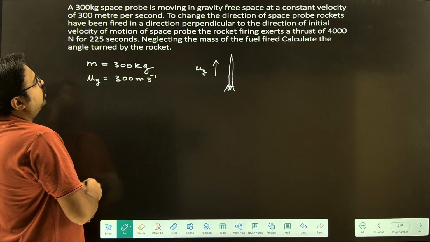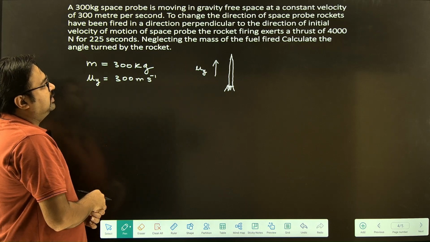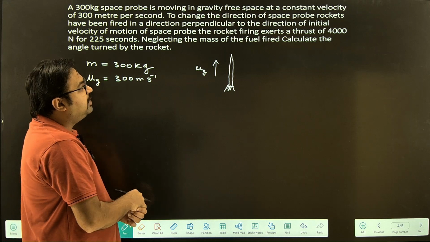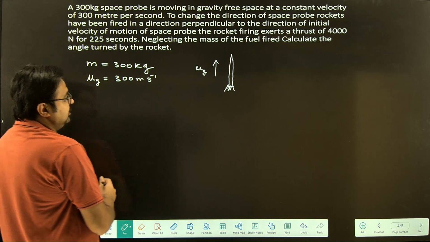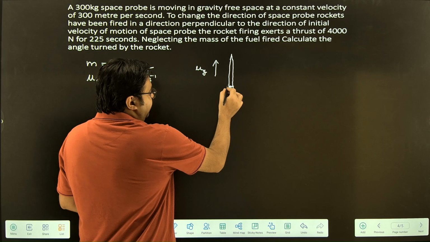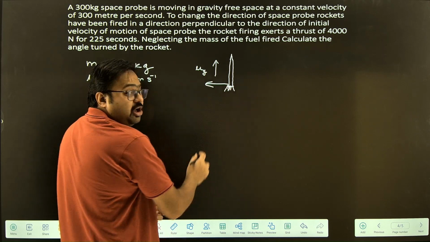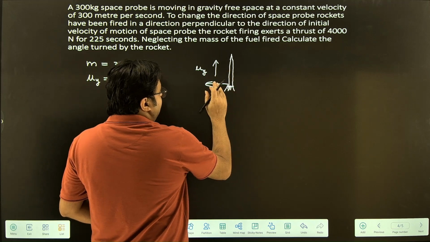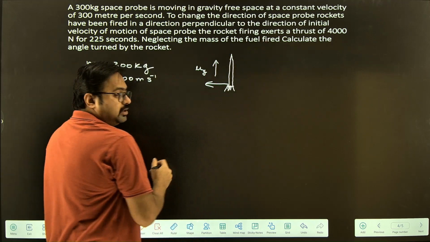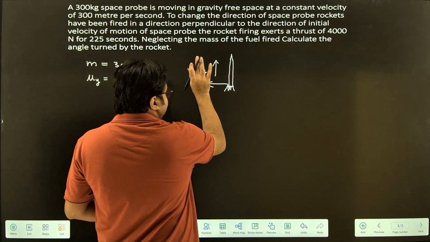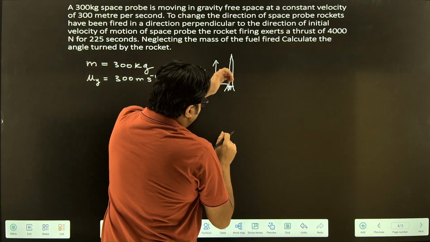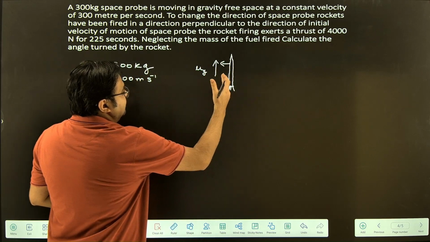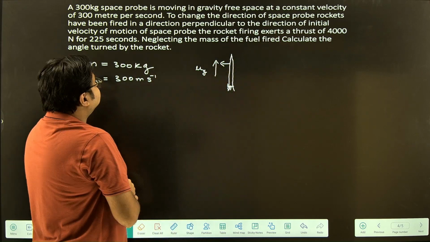All right. To change its direction, the space probe's rockets have been fired in a direction perpendicular to the direction of initial velocity. So the rocket fires the thrusters on its side, because of which the rocket starts to turn. Maybe the thrusters are at the top. Let's say it's here. The thrusters are here, and the rocket starts to turn.